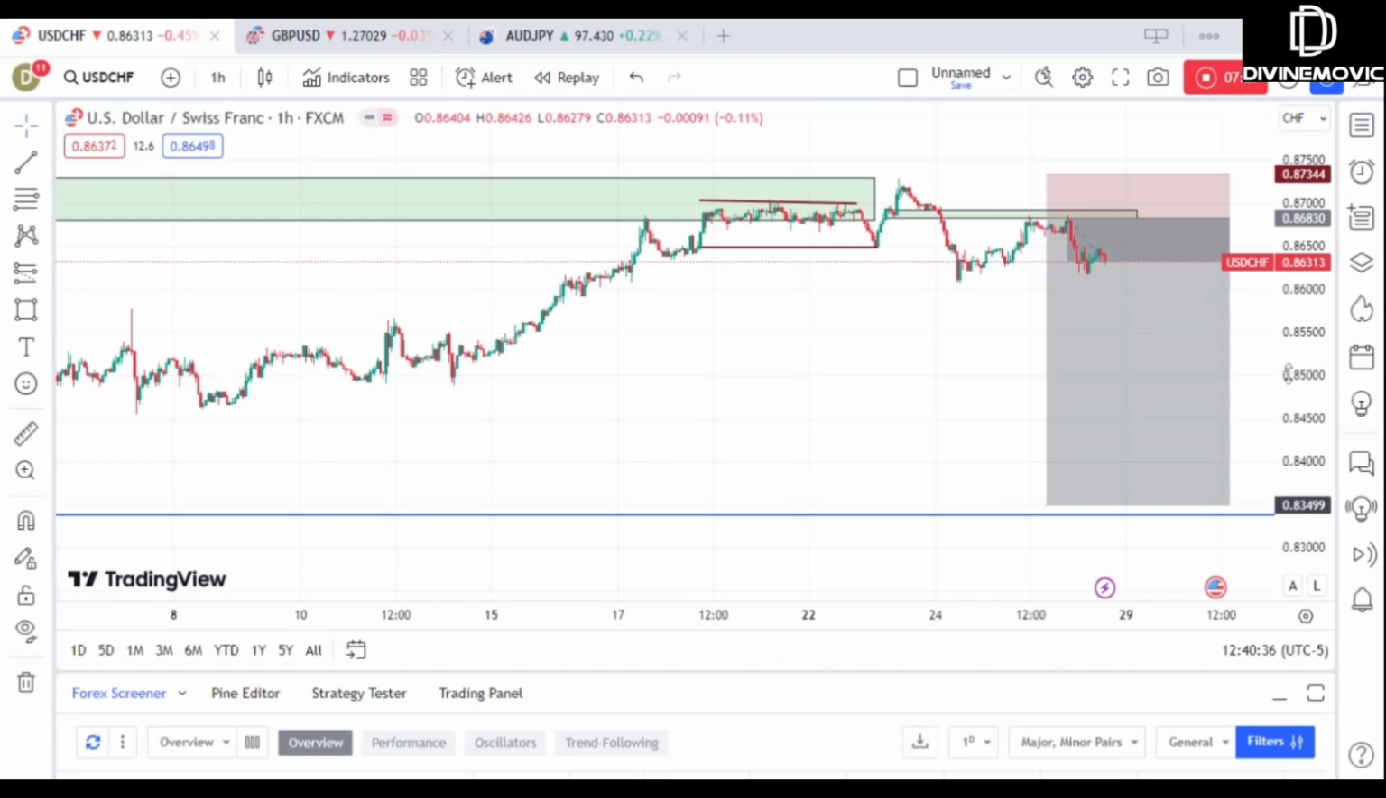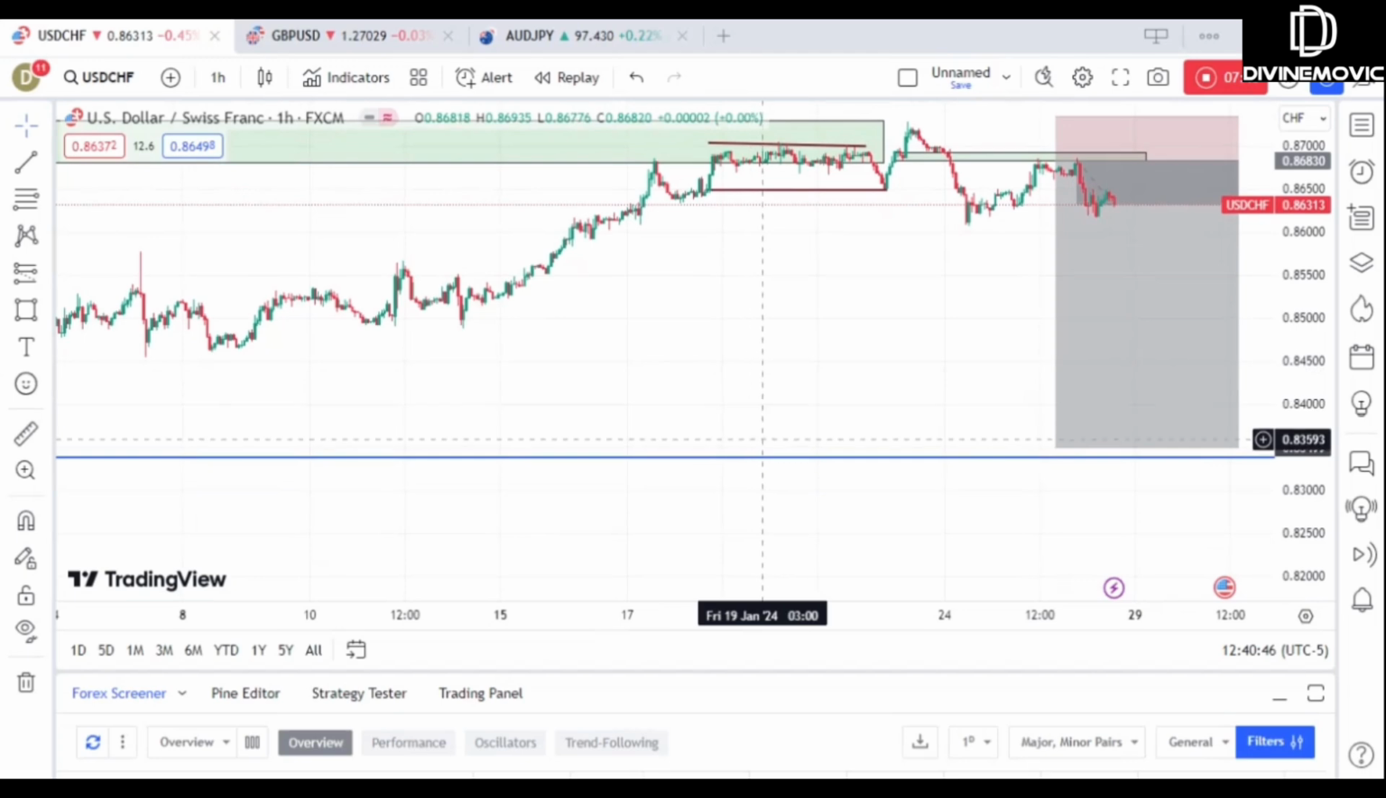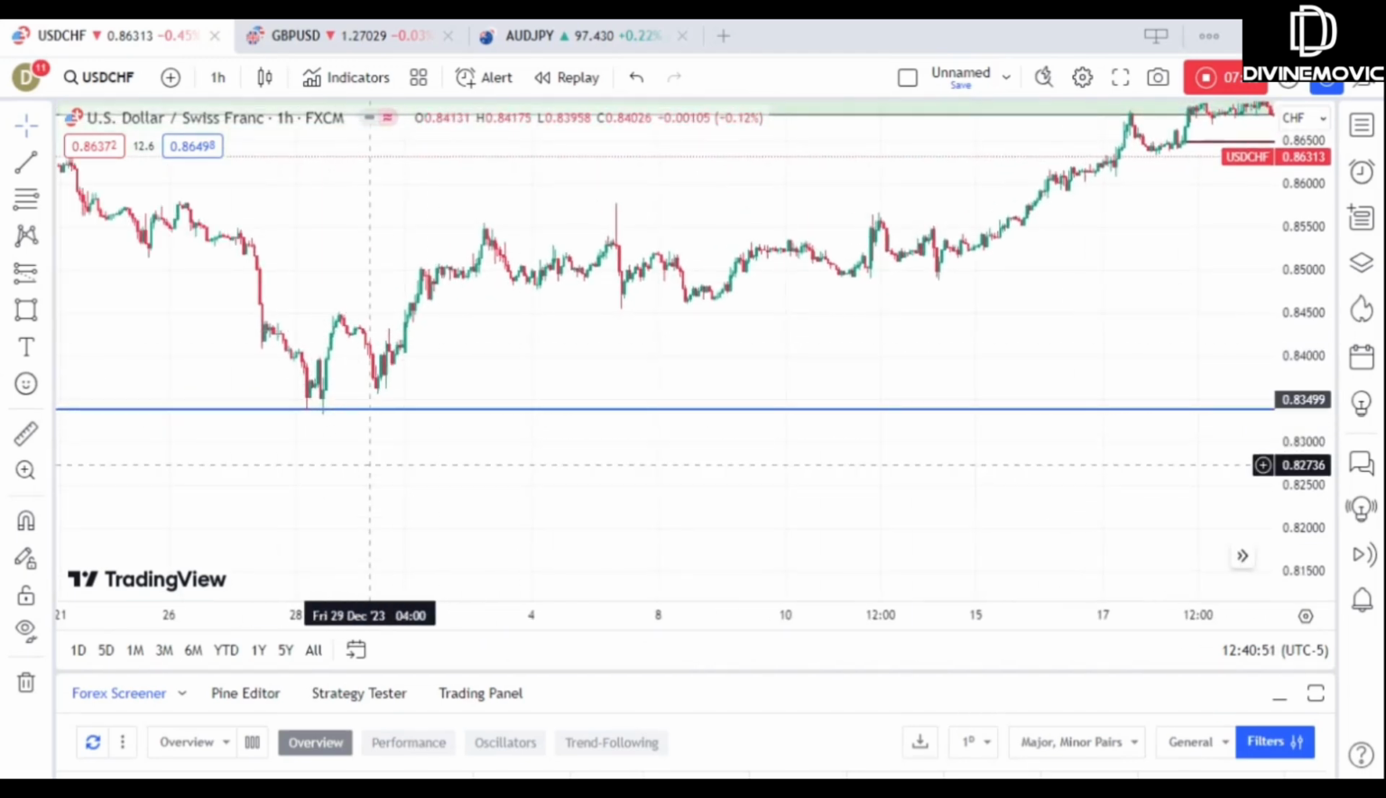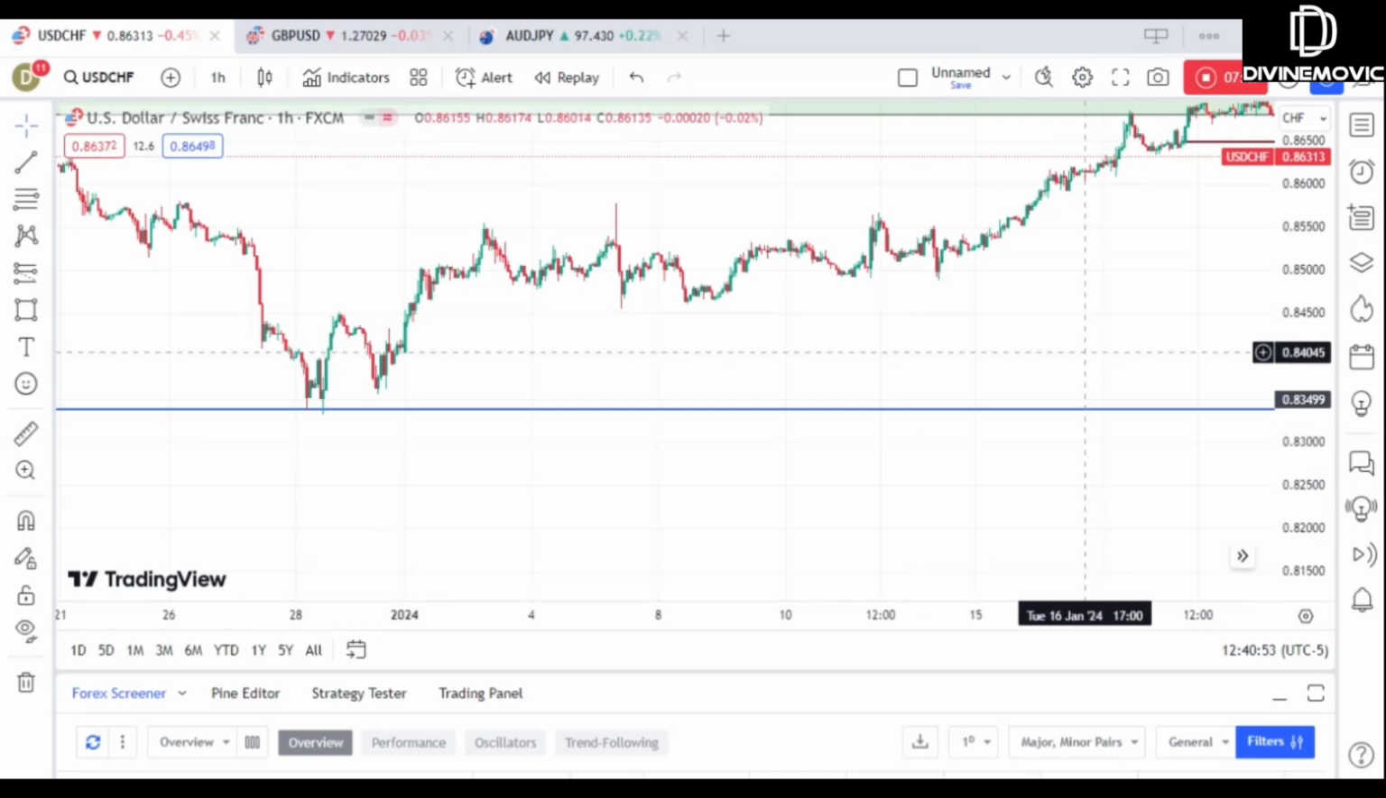Remember, our focus here is to see how price took out this liquidity here, and now it's grabbing this liquidity that grabbed this one. Price is likely going to grab this one, and as well grab this one resting here too, maybe taking out all this liquidity here. So this is how I take my trades anytime I want to analyze a pair or anything.